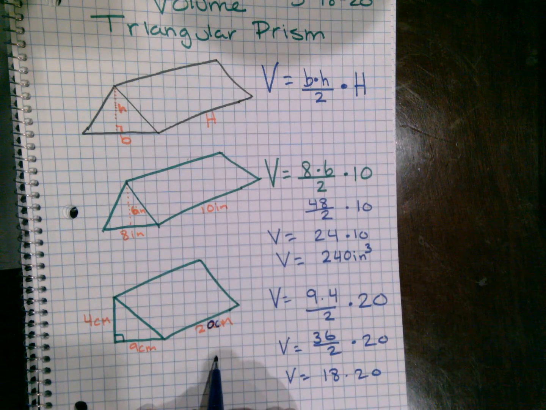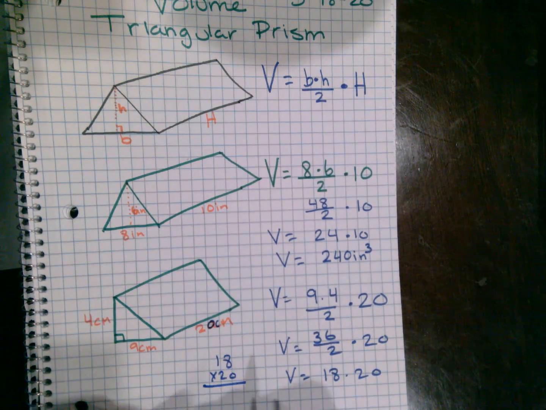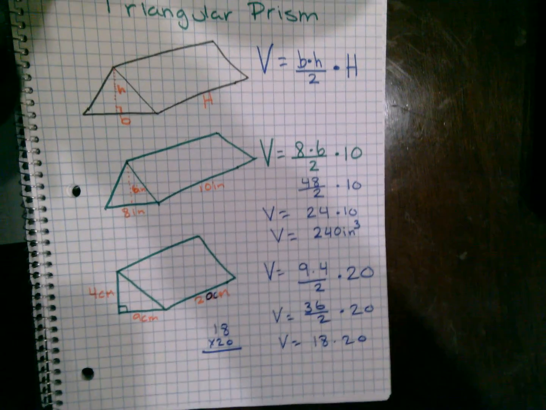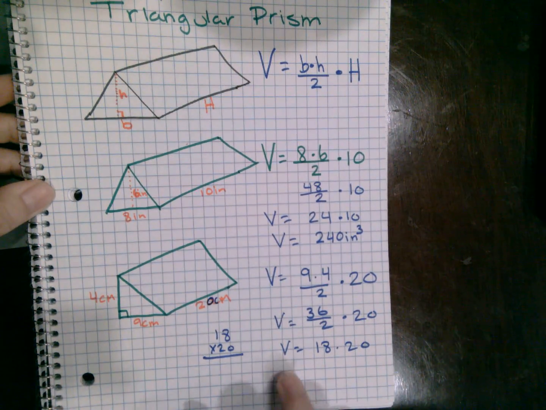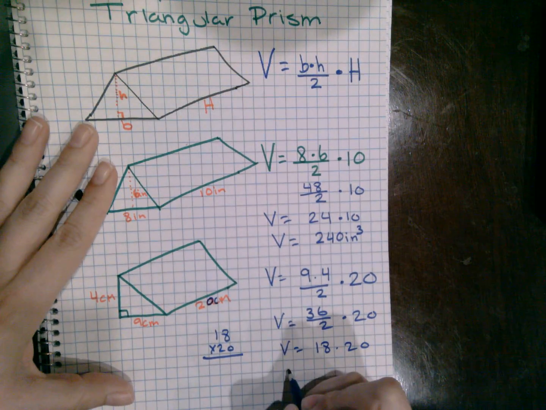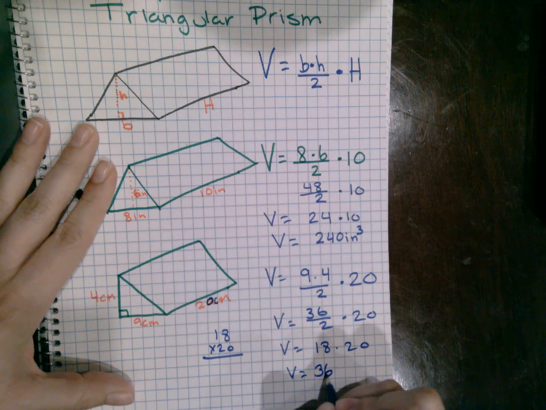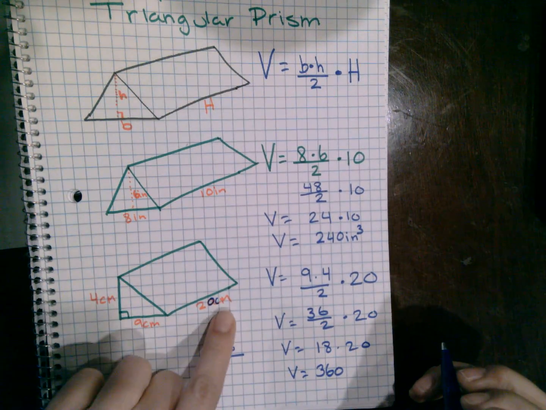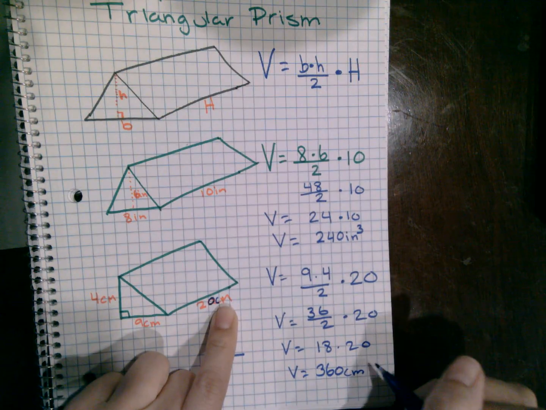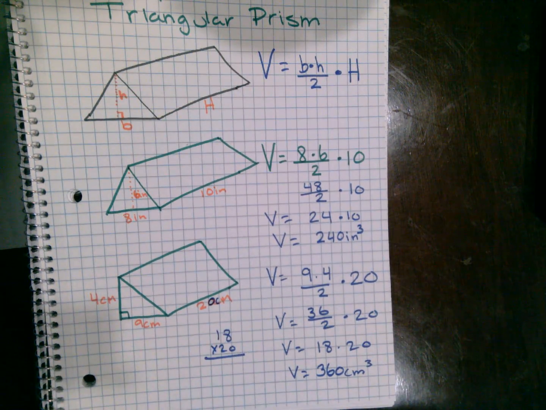So if you want to go over here, multiply it out. 18 times 20 would be volume is equal to 360. When we look at our units, it's centimeters, and we have to cube it. So our volume is equal to 360 centimeters cubed.